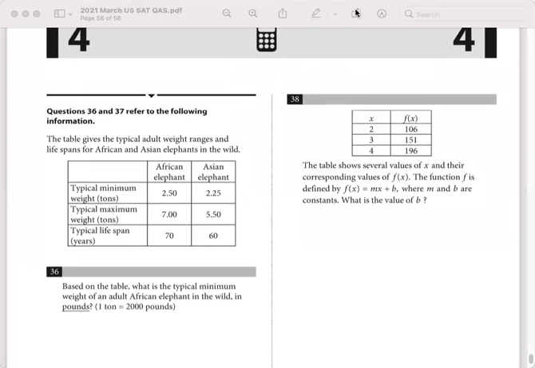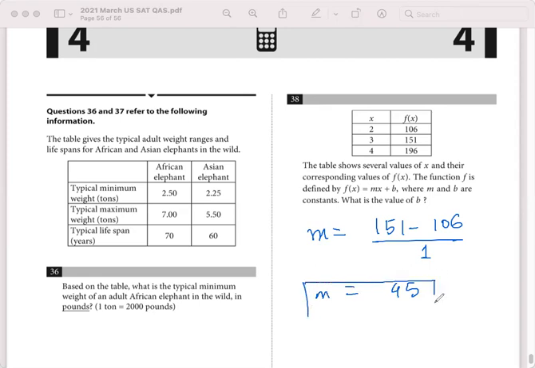Right. And then the last question. The table shows several values of x and their corresponding values of f(x). The function is defined by f(x) is mx plus b, where m and b are constants. What is the value of b? Okay, so this is something that we have done. So let's quickly find the slope first. The slope will be 151 minus 106 by 3 minus 2, 1, which is 11 minus 6, 5, 4, 45. So my slope is 45.